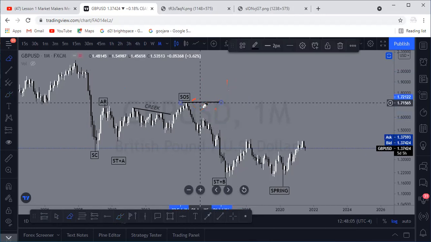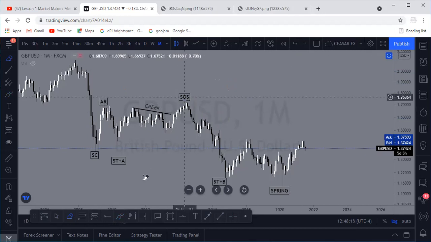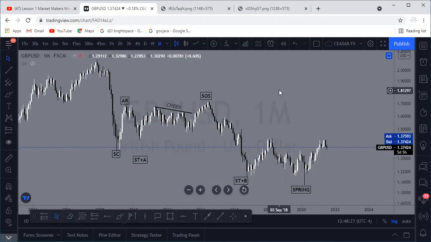So I wanted to open your eyes about the manipulation. How does it take place? How does it form? How does it have to occur? Now let me go ahead and mark up this GU here. By the way, we're still on the monthly time frame.